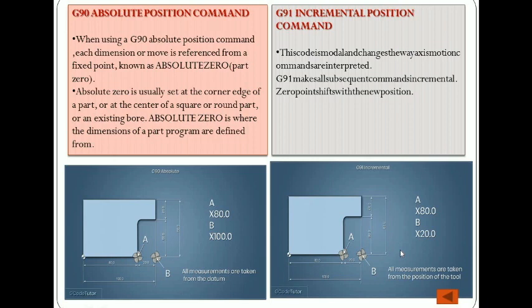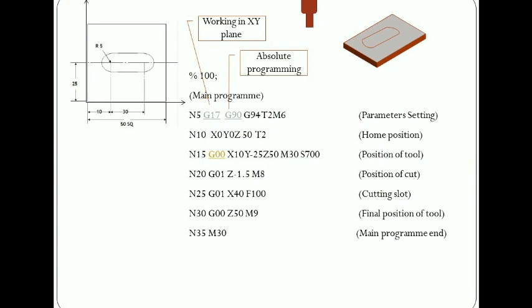Point B is 20 mm away from A. So in this way, you can use either the absolute programming method or the relative programming method. Then comes G94, which tells about the feed per minute, and which system you are using, whether the metric system or the FPS system. For that we use this particular code.